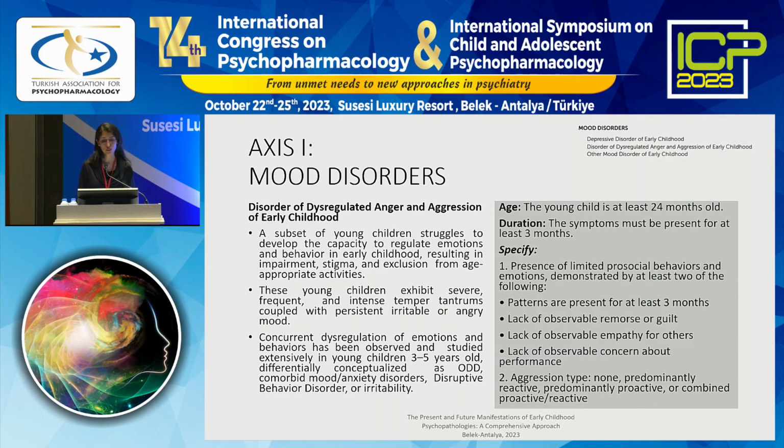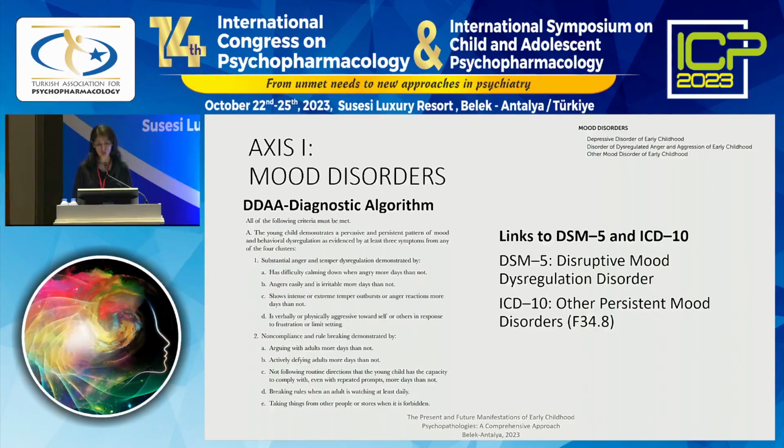Another new diagnosis is disorder of dysregulated anger and aggression of early childhood. This is a subset of children, and again, it is very difficult to regulate emotions and behaviors, with mostly impairment, stigma, and exclusion from age-appropriate activities. There are temper tantrums at the age of 2, and for example, there could be a limitation in prosocial activities and behaviors. The pattern is present for at least 3 months, with lack of observable remorse or guilt, lack of observable empathy for others, and an aggression type: proactive, reactive, or combined.